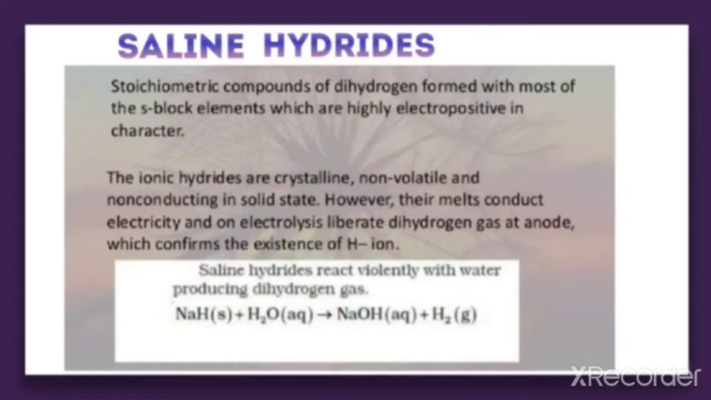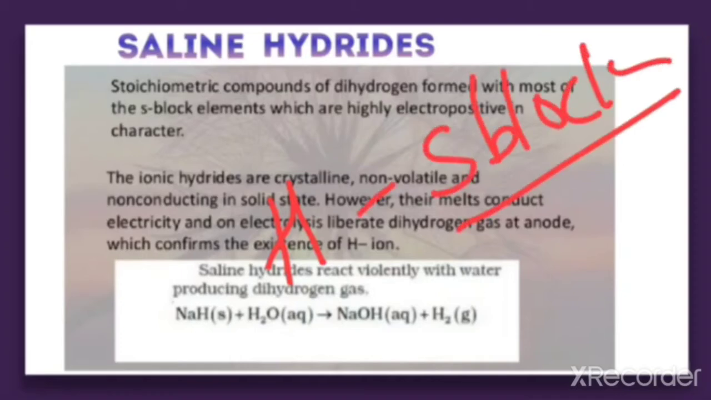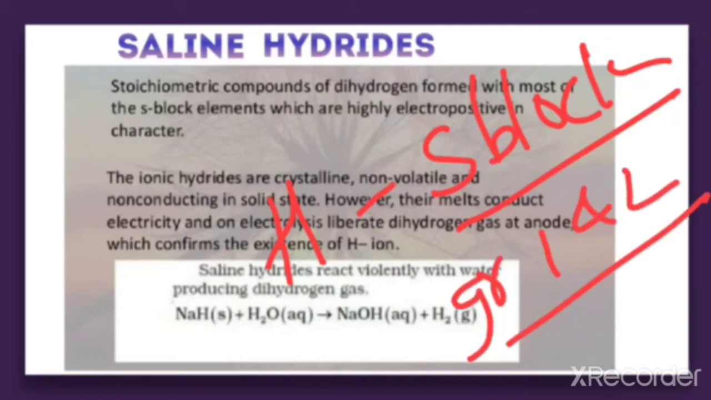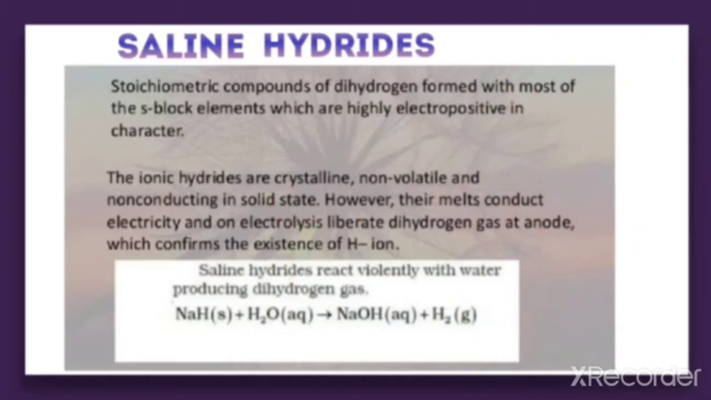It is this element, Na, which is highly electropositive in character, and its combination with hydrogen is called saline hydride, which is also called ionic hydride. So saline hydride is the combination of hydrogen with s-block elements, that is, group 1 and group 2 elements. These s-block elements are highly electropositive in character, so the hydrides formed here are called saline hydrides, also called ionic hydrides. They are crystalline in nature, non-volatile and non-conducting in the solid state. These are the important properties given for saline hydride.